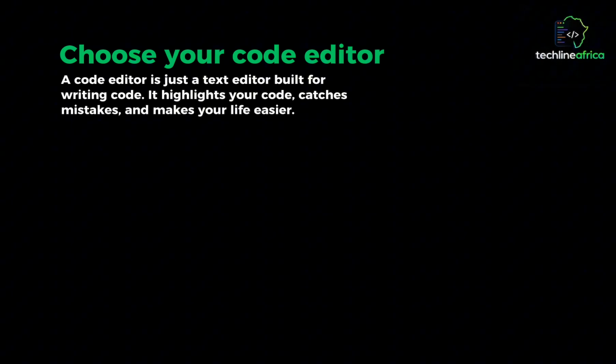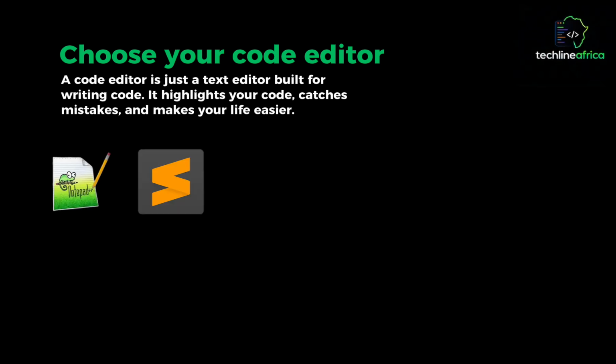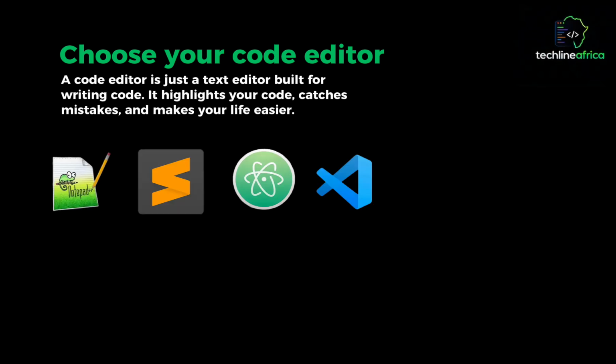A code editor is just a text editor built for writing code. It highlights your code, catches mistakes, and makes your life a bit easier. You can use any editor you are comfortable with: Notepad++, Sublime Text, Atom, VS Code, WebStorm, and others. But if you are starting fresh, I recommend VS Code. It is free, fast, and used by millions of developers worldwide.